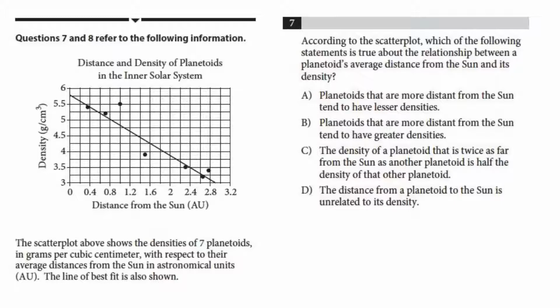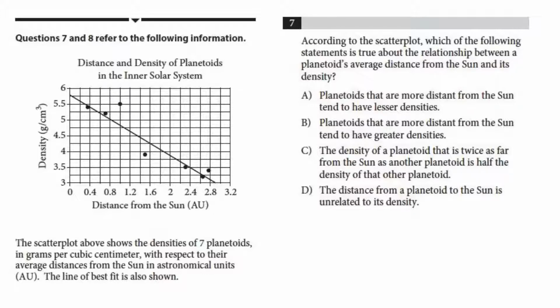Number 7 and 8. Distance and density of planetoids in the inner solar system. The scatter plot above shows the densities of 7 planetoids in grams per cubic centimeter with respect to their average distances from the Sun in astronomical units. The line of best fit is also shown. Okay. 7. According to the scatter plot, which of the following statements is true about the relationship between a planetoid's average distance from the Sun and its density?